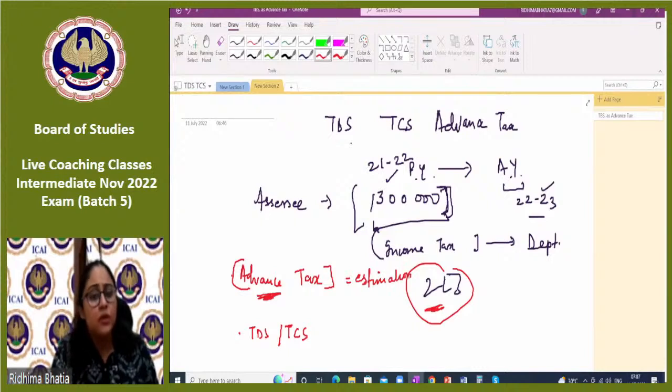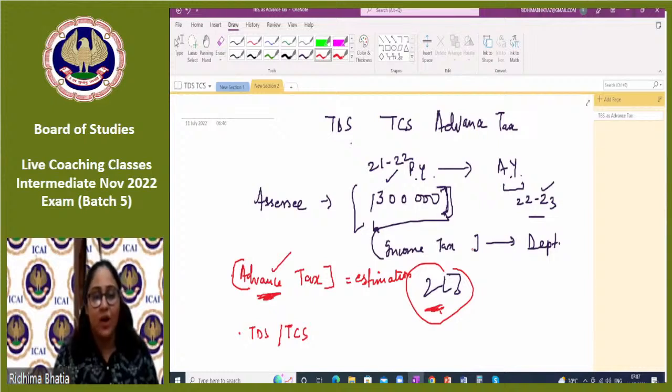You estimate your tax liability for the year, and then installments are paid in advance. Simple. This is advance tax. What did I do? Now think yourself as the assessee. The 2 lakhs which you had to pay when filing the return of income in assessment year 22-23, you pay in installments in previous year 21-22 itself. Why is it advance? Because the liability was to be paid in 22-23, you're paying it now. That's why it's called advance tax.